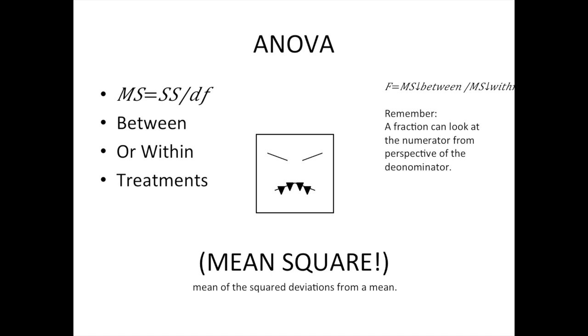So again, F equals MS between over MS within. As I said, a fraction looks at the numerator from the perspective of the denominator, a concept we talked about a lot before. So we're saying, what is the variance between the treatments from the perspective of the variance within a treatment, what you might expect if the null hypothesis is true?